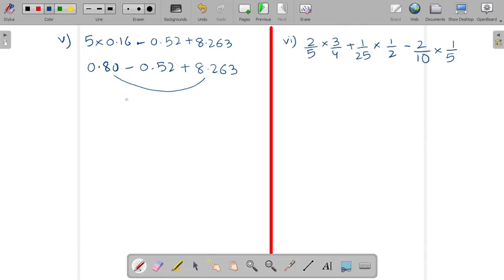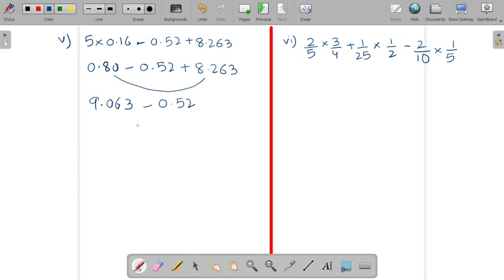So it would be 9.063. 9.063 minus 0.52. Now solve these two terms together by doing the subtraction.